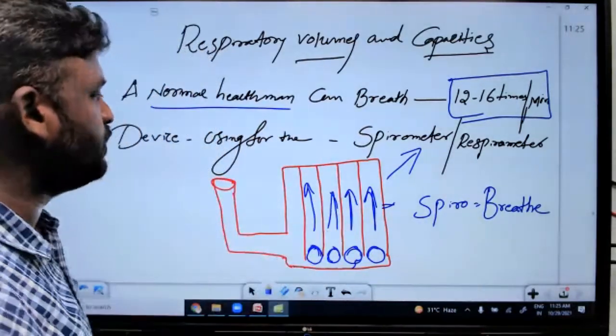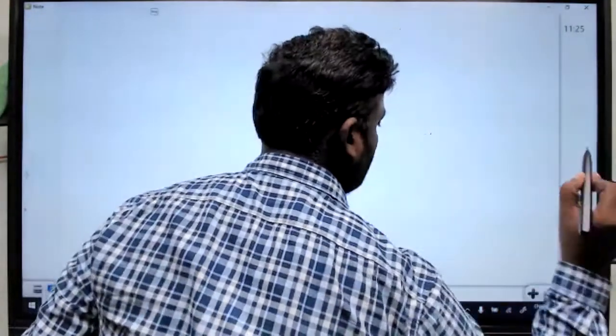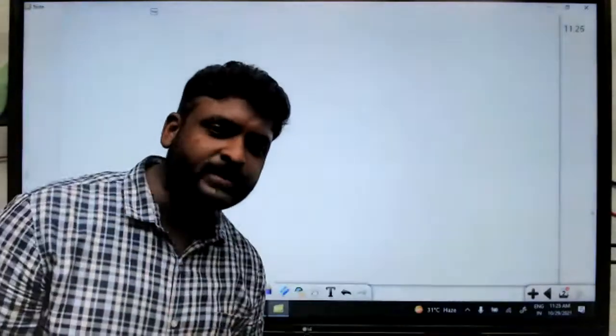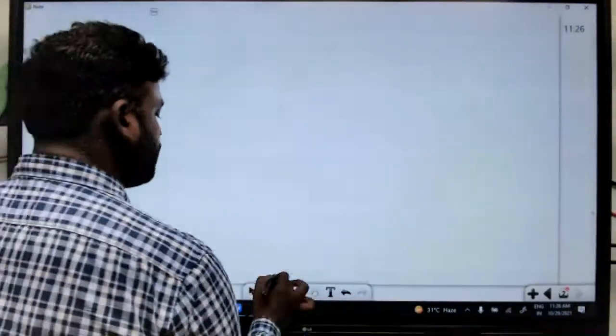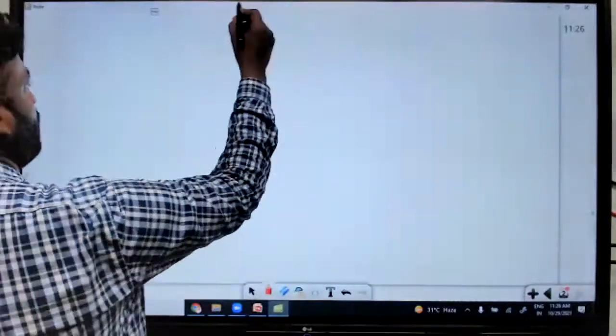Next, we have to move to the different types of respiratory volumes and different types of capacities. First, we have to find out respiratory volumes. So let me talk about that today. First one, respiratory volumes.